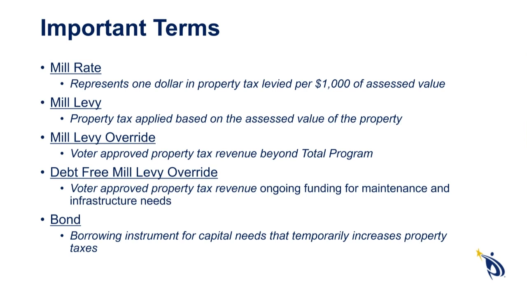The first one is a mill rate. It's really a tax rate, and it represents $1 in property tax levied per $1,000 of assessed valuation. So that's the term there. If we refer to a mill rate, it's a taxing rate. The mill levy is the property tax that's applied to the assessed value of that property. So that's the actual property tax that comes from that.